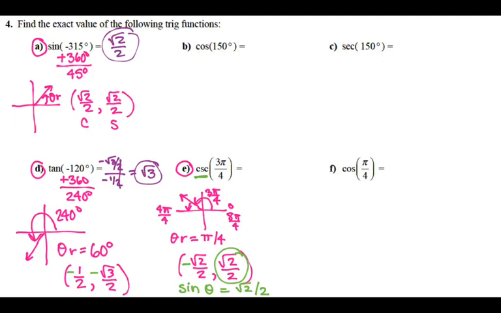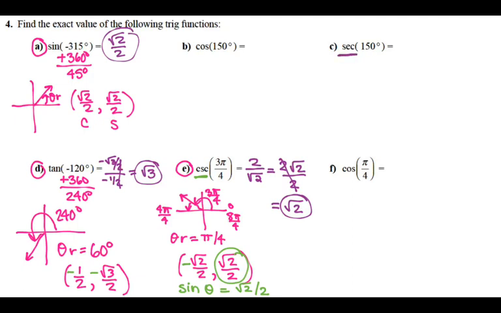So that means for cosecant, I want to flip that over. So that becomes 2 over root 2, which we have to rationalize. That becomes 2 root 2 over 2, and then those two 2's are going to cancel. So that just leaves you with the square root of 2.